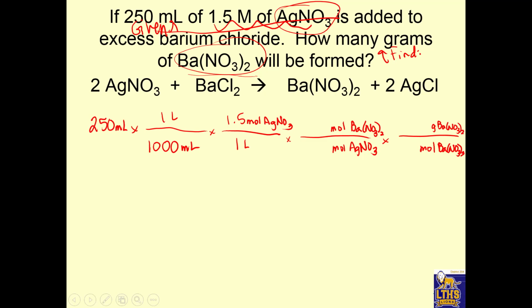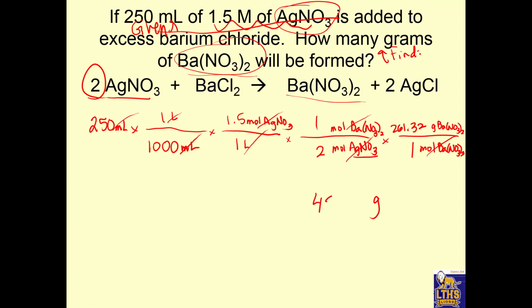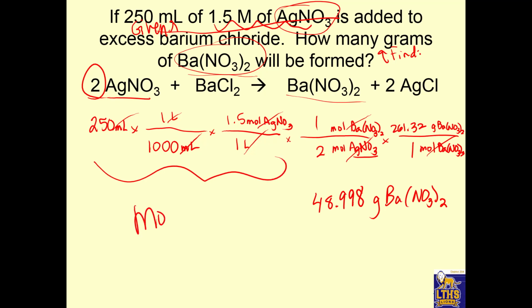All right, numbers. We need some numbers. Over here, moles of one kind and moles of another. So I look for silver nitrate at 2, barium nitrate, 1. Grams and moles, let's go get the grams from the periodic table. And when I do that, I get 261.32 grams. Okay, milliliters cancel milliliters, milliliters cancel liters, moles cancel moles, moles of barium nitrate cancel. And I'm left with 48.998 grams of barium nitrate. Okay, that was a little tougher because we had the molarity. You have to know molarity and what it means to do that one.